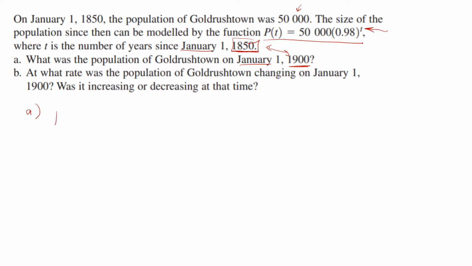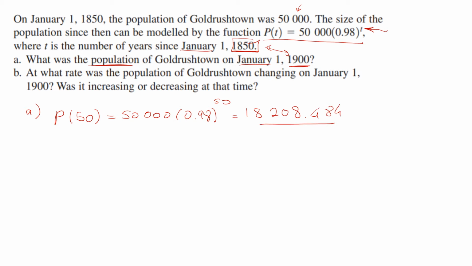So all I need to do to find my population, because that's what it's asking for, is to plug in 50 for my t value, which will give me 50,000 times 0.98 to the power of 50. If you plug that back into your calculator, you will end up with 18,208.484, and that will be your answer. But if you round it, it will come up to 18,209.